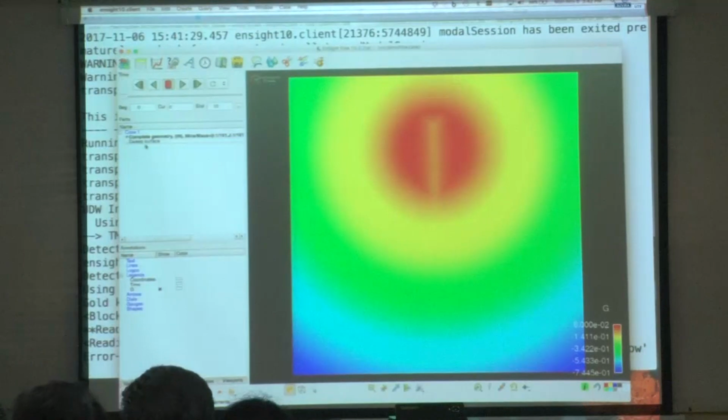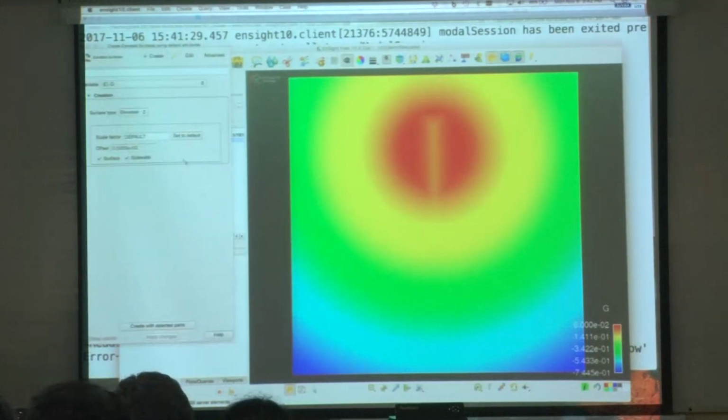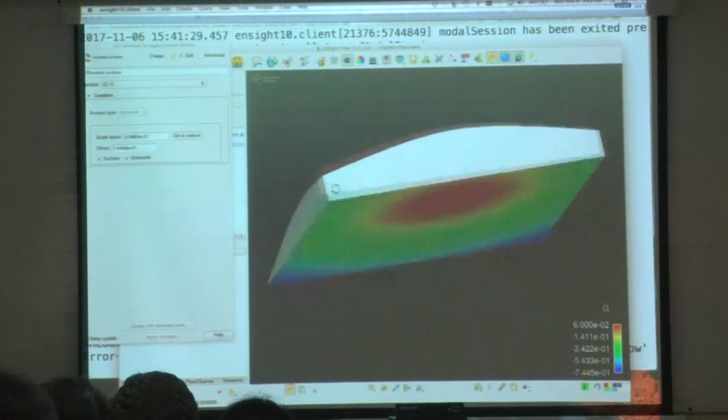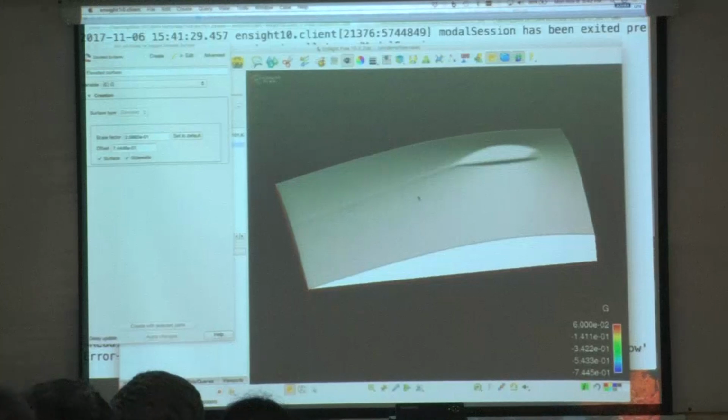So if you right-click on your sweep surface or your clip plane, you should be able to create this elevated surface. As you go down this list here, one of the options should be an elevated surface, elevated by the variable g. If you create it and turn around, you should be able to see what this map looks like.